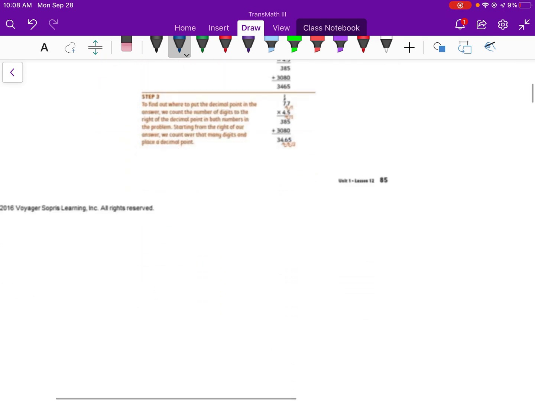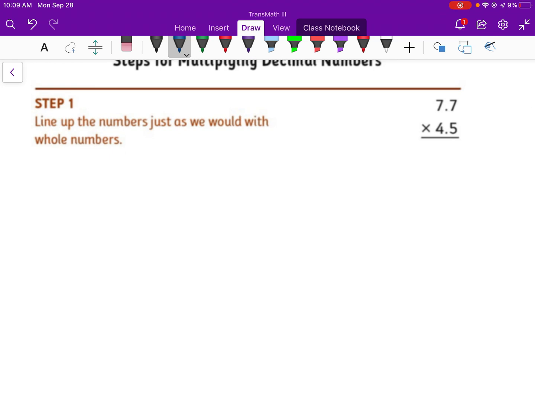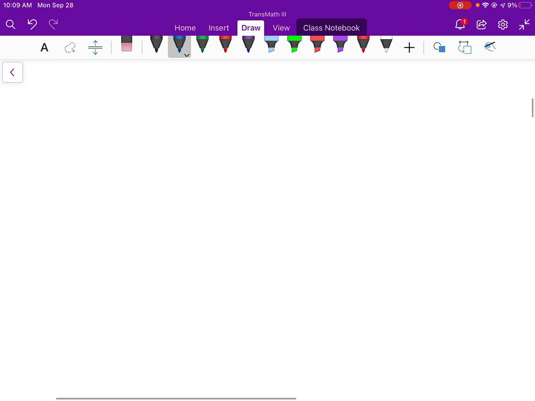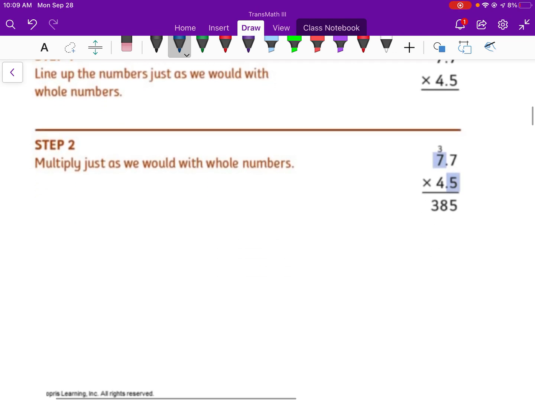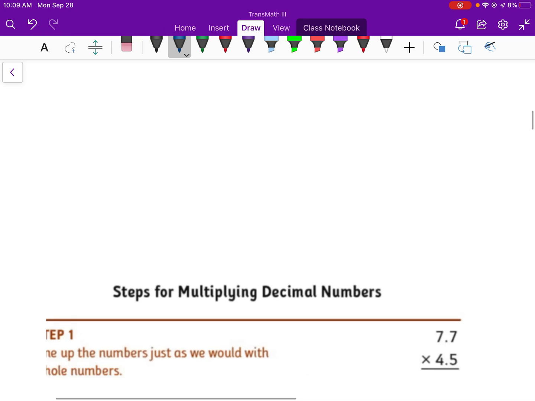When doing this, we have some steps we need to follow. The first step, we're going to line up the numbers just like we would if we were multiplying whole numbers. You're going to hear me say we need to line up that right side. Imagine we're multiplying 77 times 45. We multiply those numbers out just like we normally would. 7 times 5, get that 35, carry the 3. 5 times 7, 35 plus the 3, we get that 38.